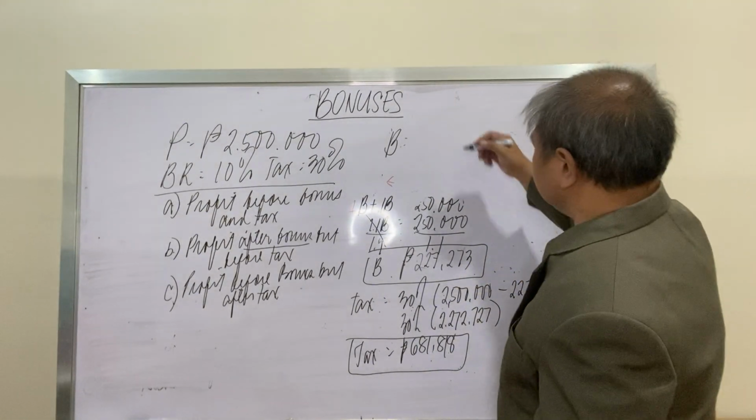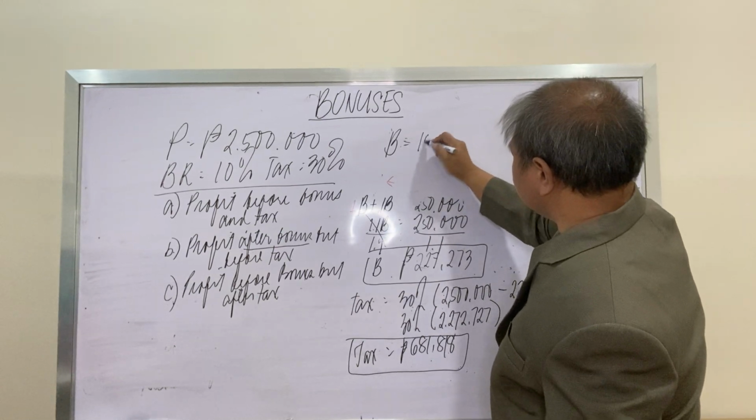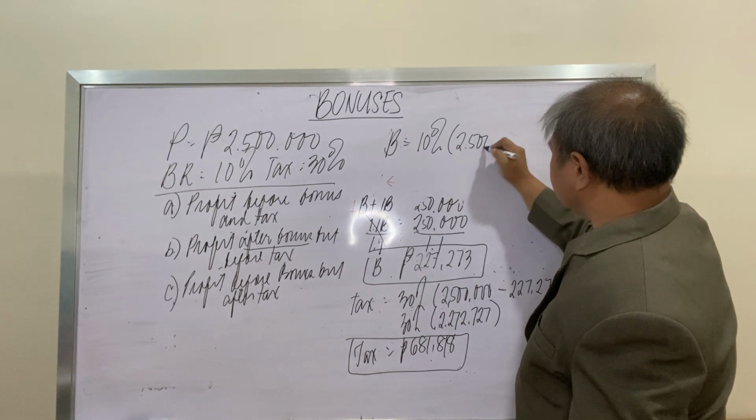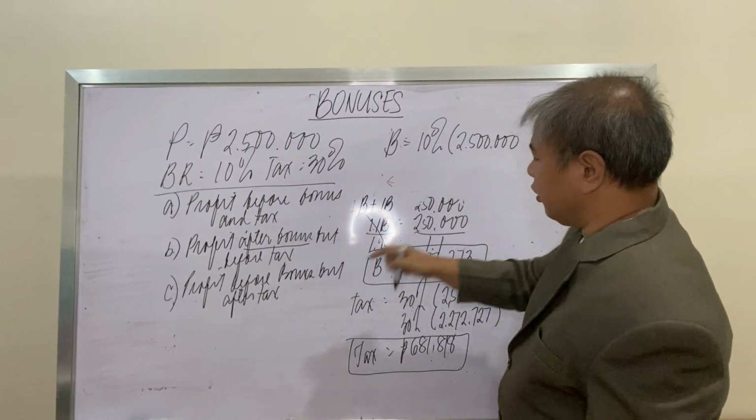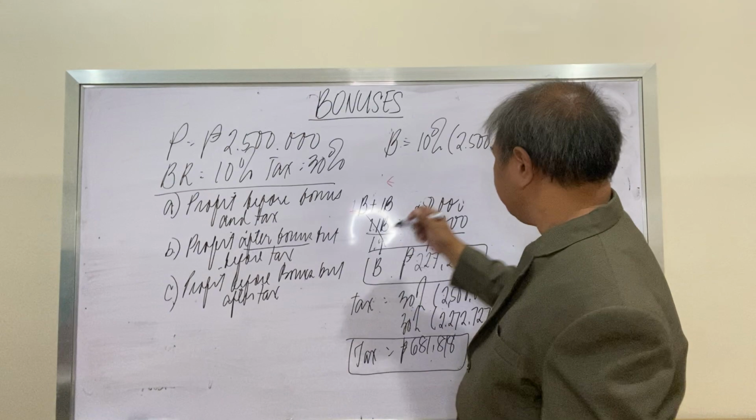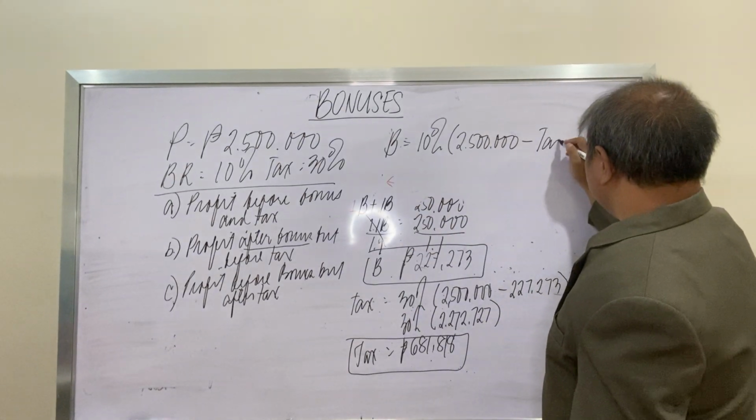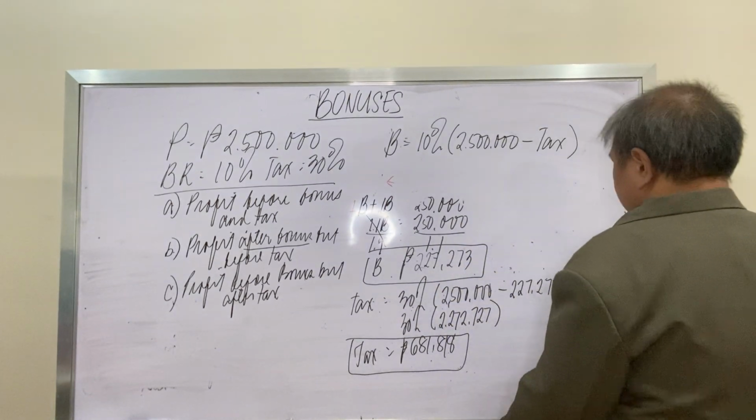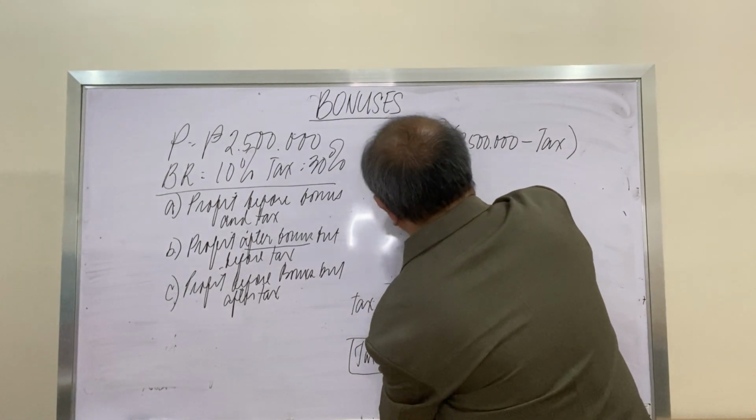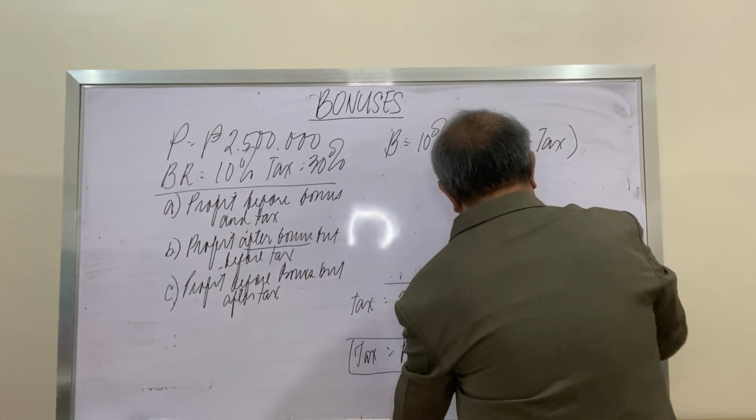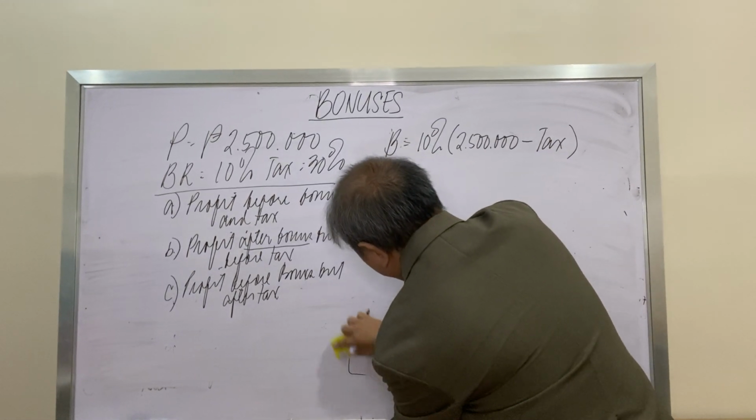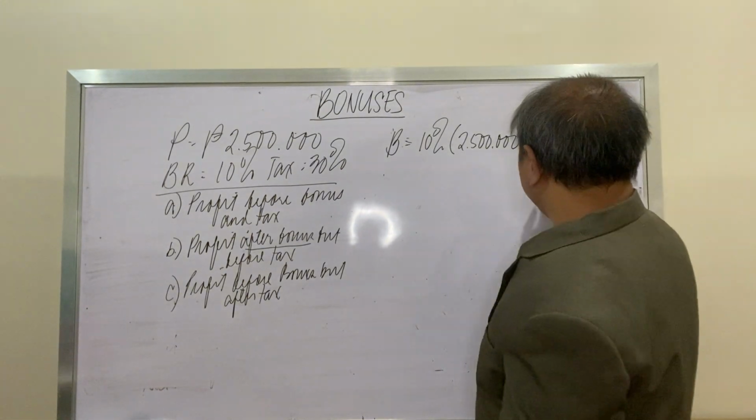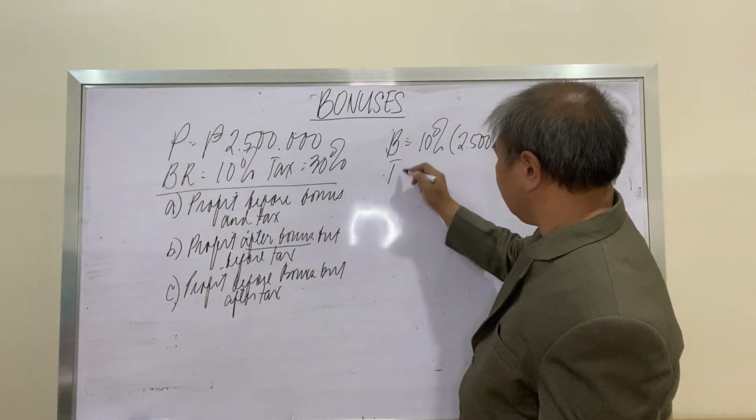Okay. So therefore, bonus is 10% of profit, which is 2.5 million. Okay, this is before the bonus, so no deduction for bonus, but we will deduct our tax. So therefore, we cannot solve because there are two variables there. So what we are going to do is to find the equation of our tax for us to be able to substitute that on the tax portion.